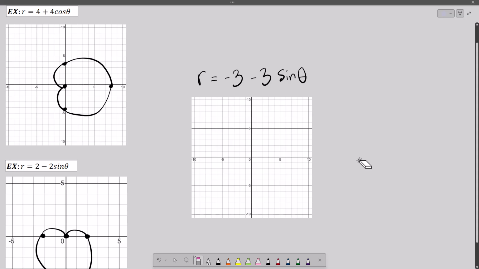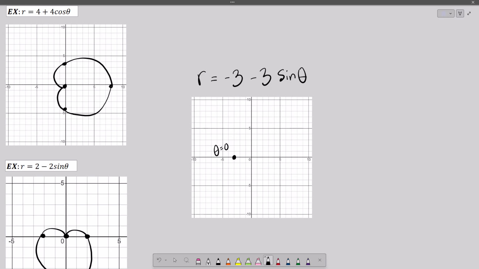All right, so in the 0 direction, what are we getting? -3. So in the 0 direction, we plug in 0, this goes away, we get -3. So the 0 direction is to the right, but our radial value is negative, so we bounce to the left, and we're going to be 3 units away from the origin in the left direction. So that is theta equals 0.